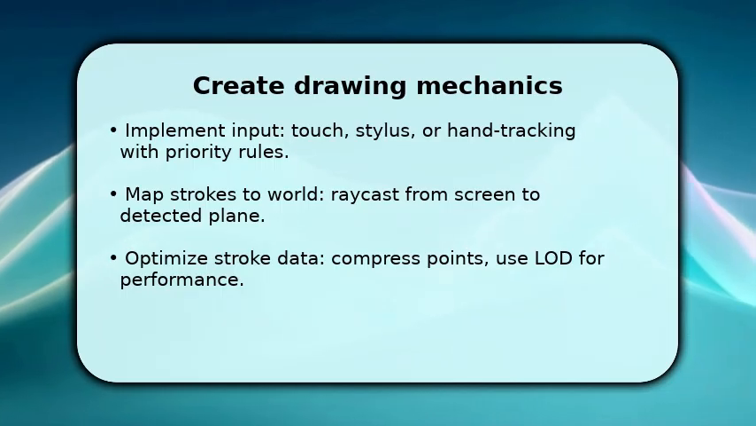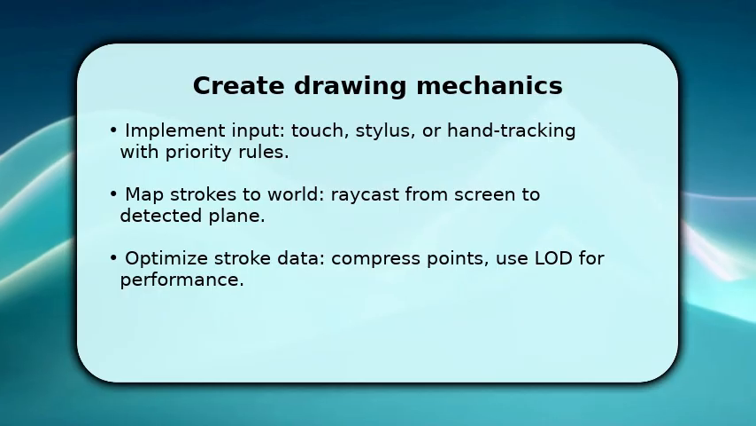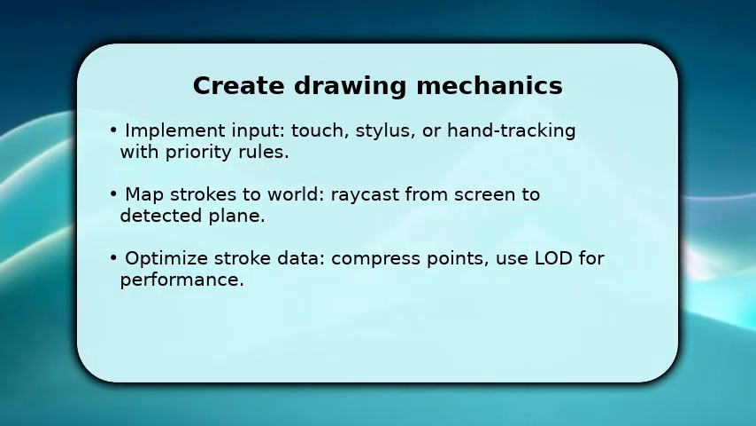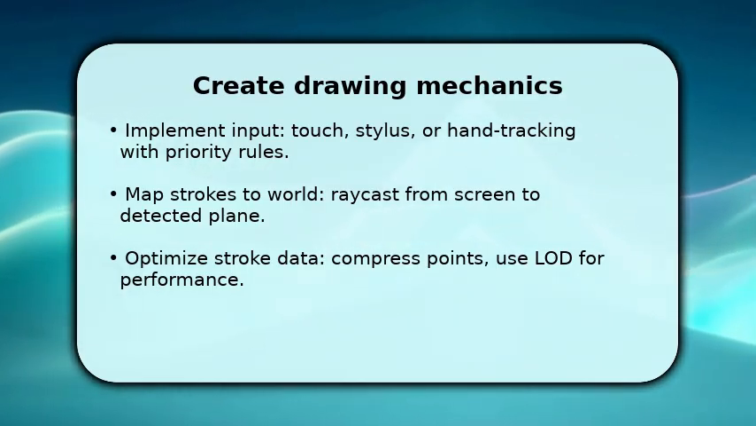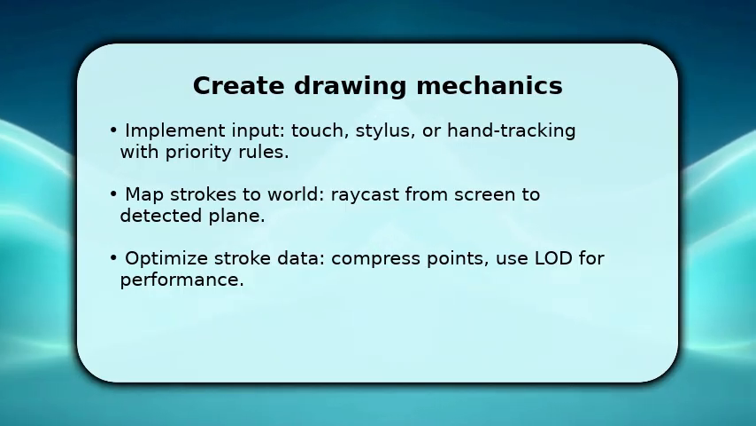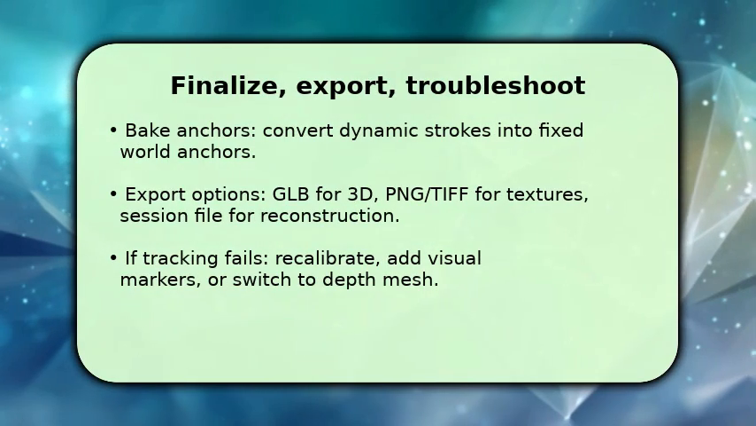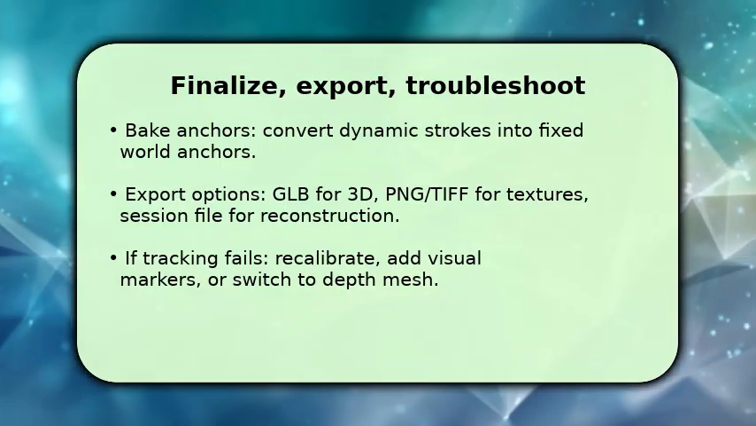Then generate geometry, tube or ribbon meshes, or render to a texture using render texture so you can edit later. Make sure to sync stroke timestamps for playback and to use batching so your app stays snappy when many strokes accumulate. Finish by baking dynamic strokes into persistent anchors or a single mesh so placement survives session restores. This makes sharing and saving straightforward.